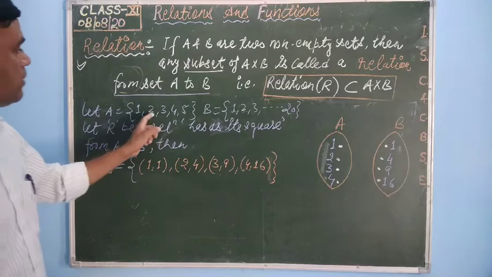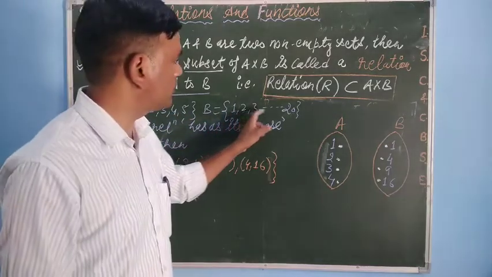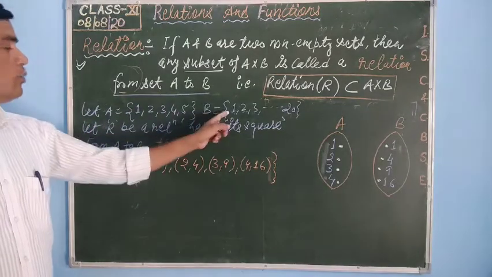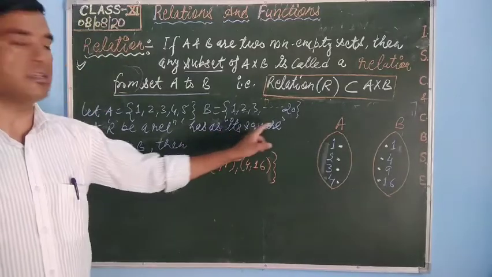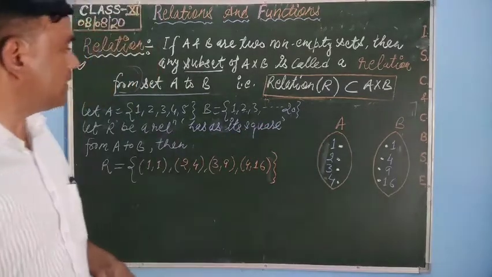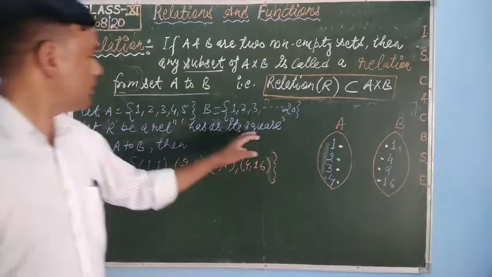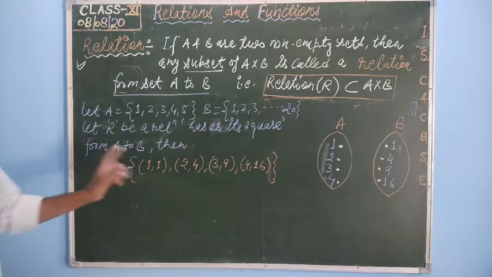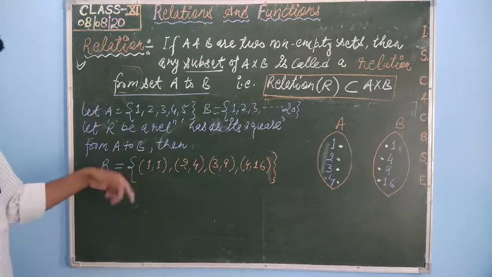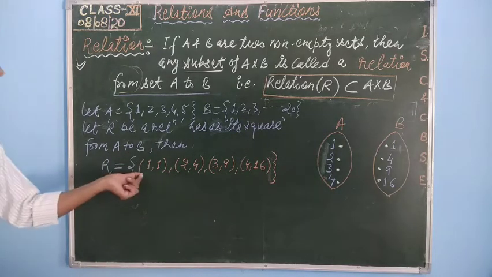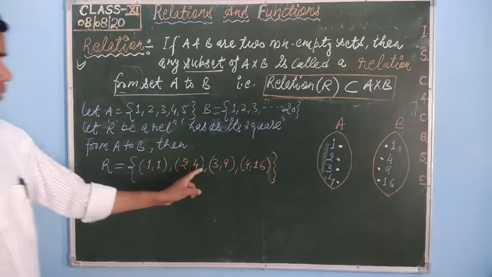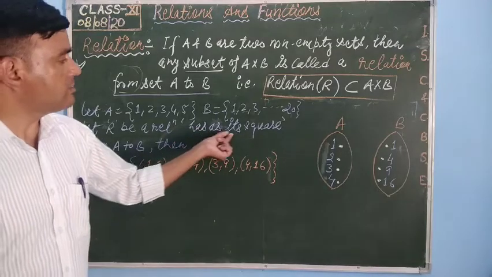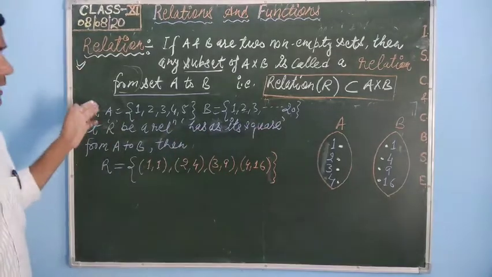Let set A equal 1, 2, 3, 4, 5 and set B equal 1 up to 20. Then a relation defined from set A to B has as its square, meaning the square of the first component is equal to the second component. This relation from set A to B is represented by the curly bracket: (1, 1), (2, 4), (3, 9), (4, 16). This is a relation has as its square from set A to B.